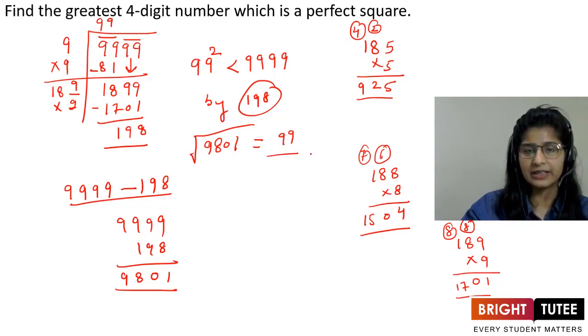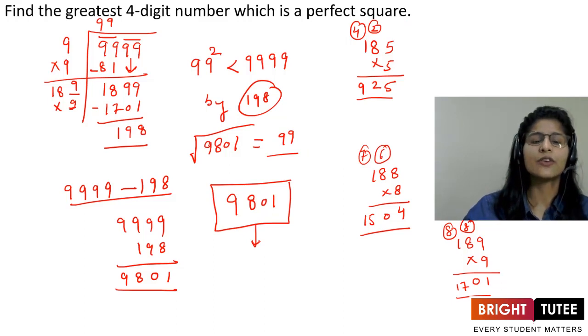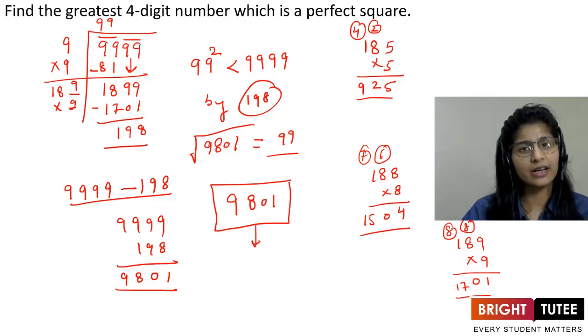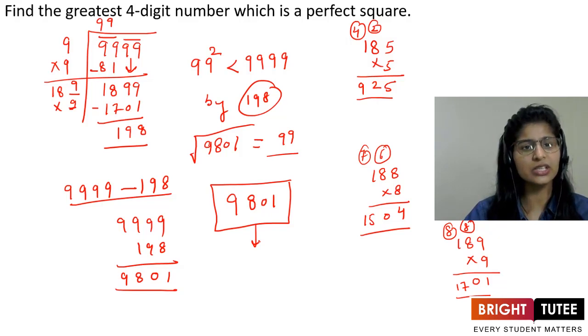99. Clear? So what is that perfect square? Which is a perfect square? The perfect square is 9801. This is the greatest 4-digit number, right, which is a perfect square, and its square root is 99. Is that clear? Did you understand the question? So whatever remainder we are going to get, just subtract that from the dividend that you have. Is that clear?